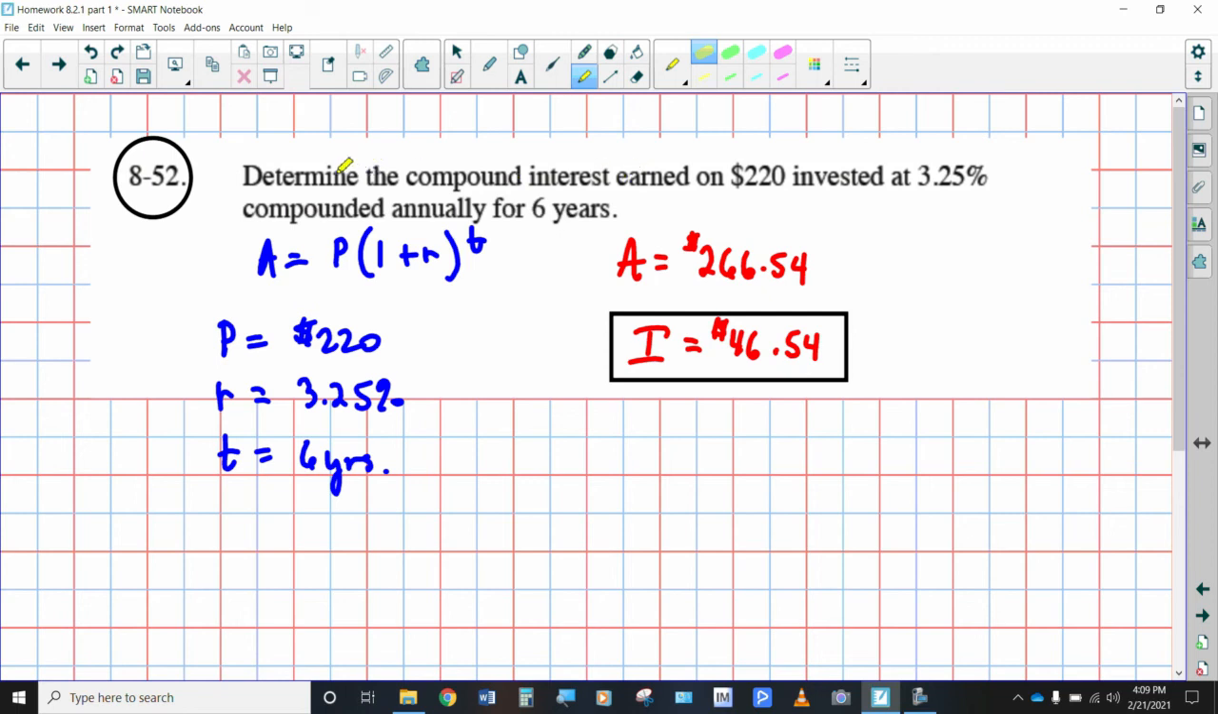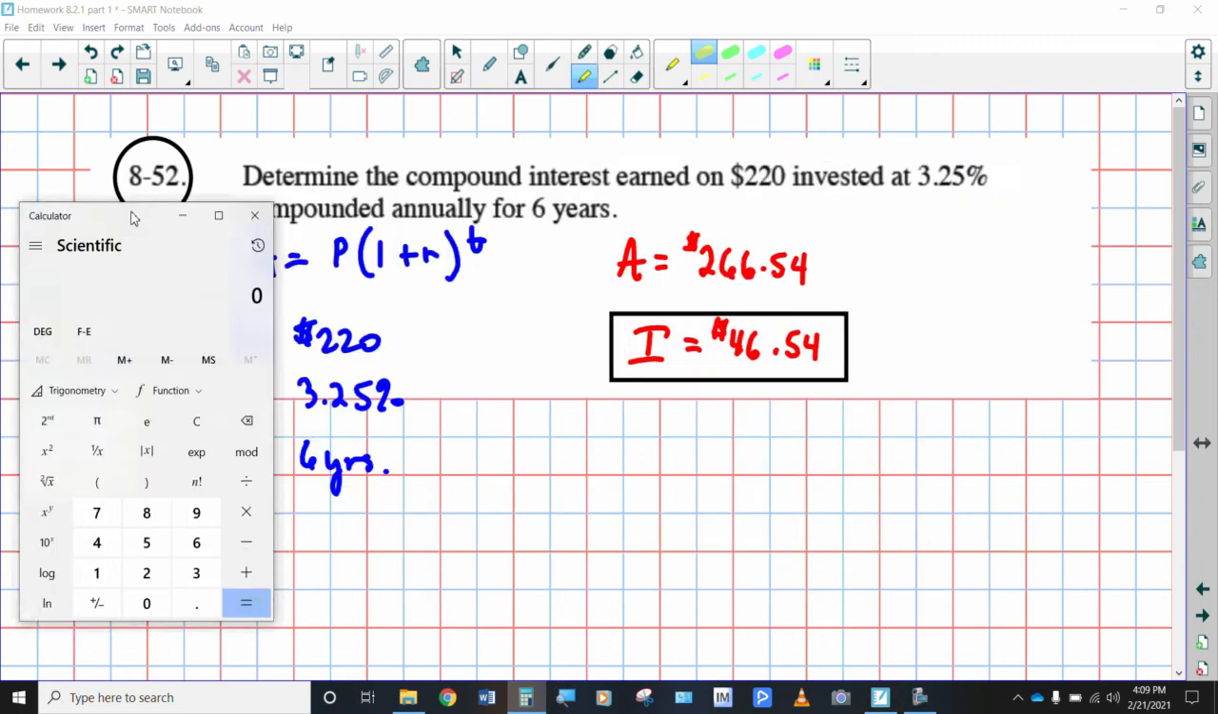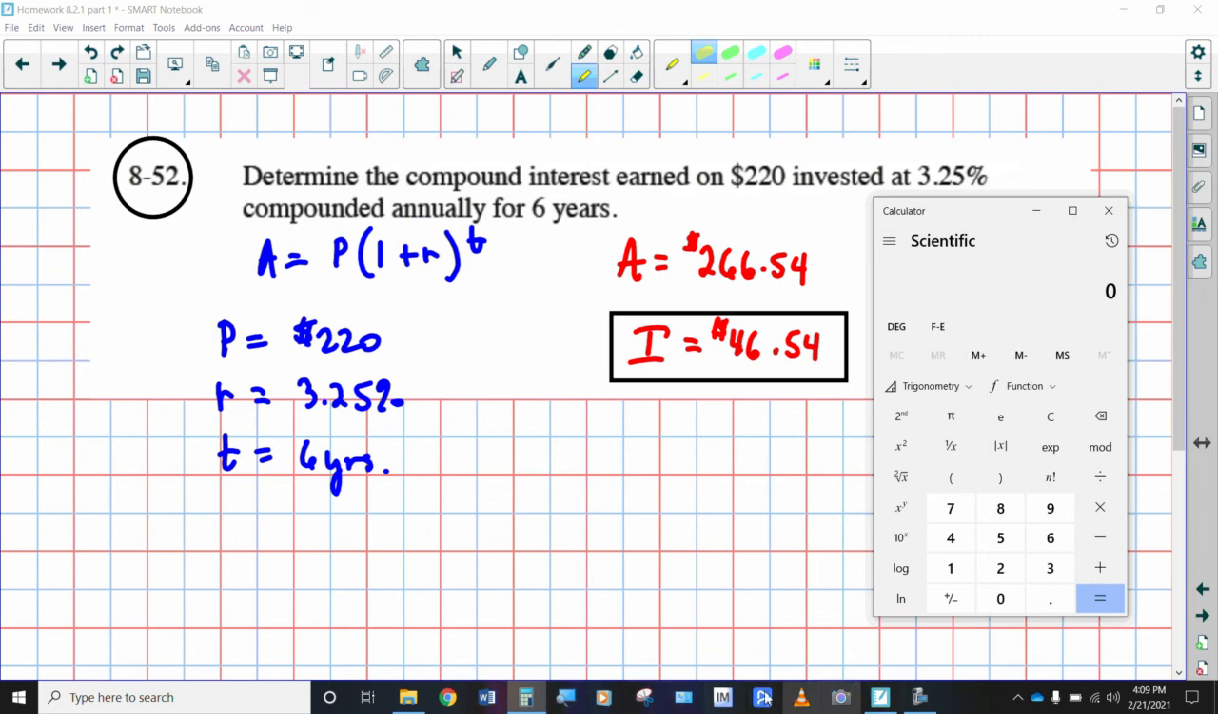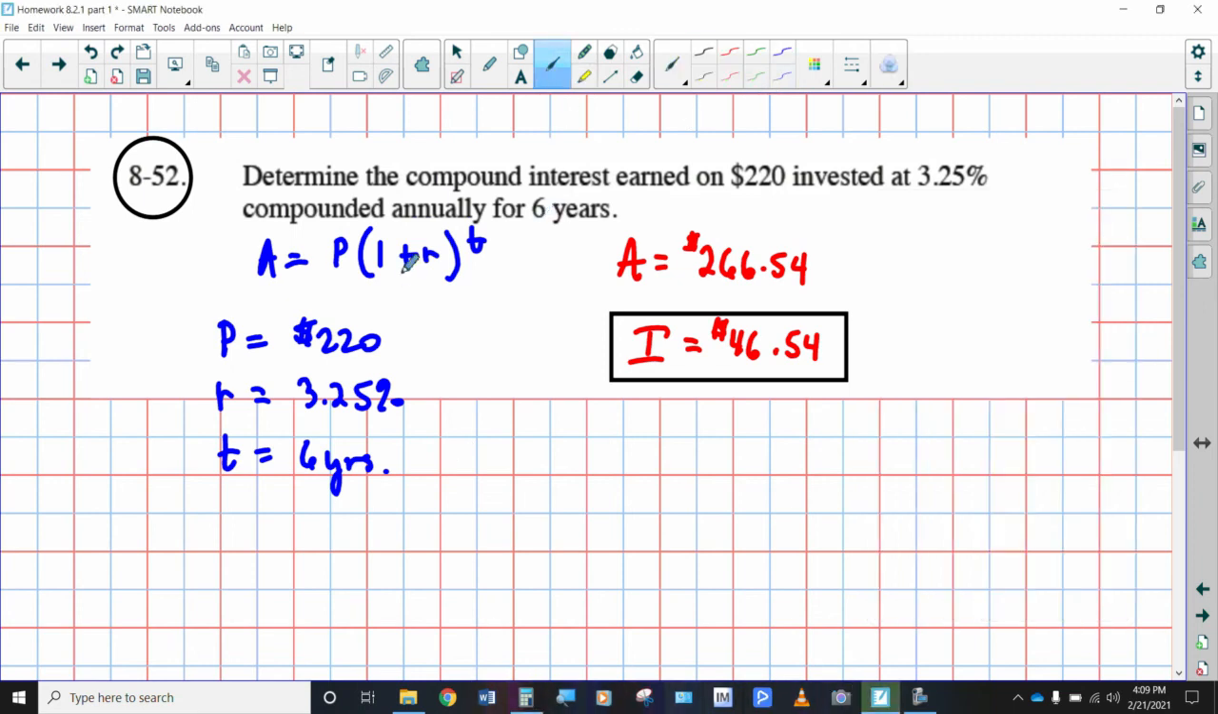Let's work on this problem. And I'm going to use this calculator because I don't have my Google scientific calculator up. This will work just fine. We worked with this before. We can work with it again.